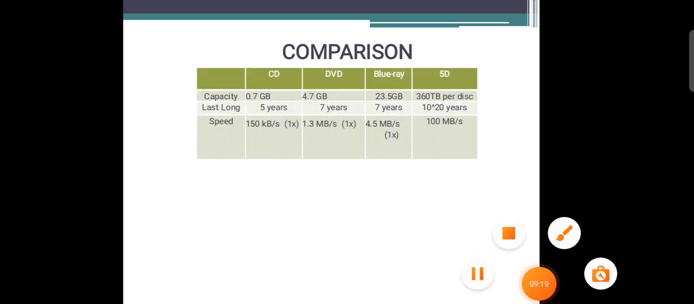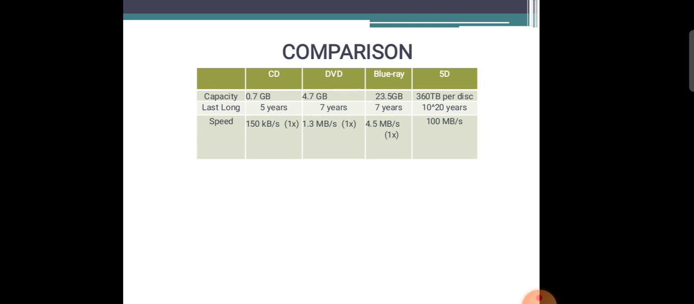Comparison. Here we did a comparison between different memory devices. So here we take 4 memory devices: CD, DVD, Blu-ray, 5D. The comparison is based on 3 factors: capacity, lifespan, speed.